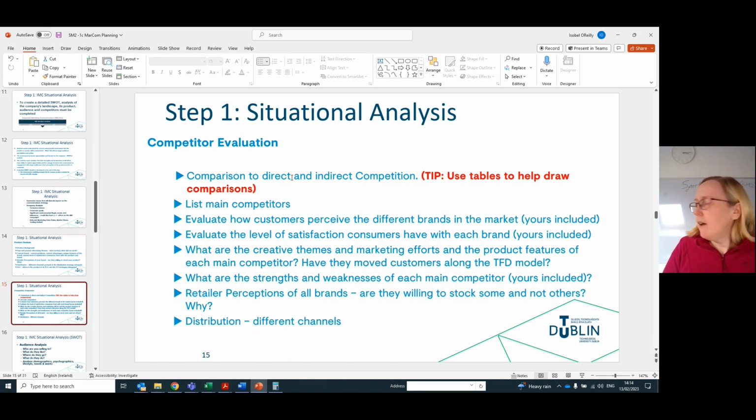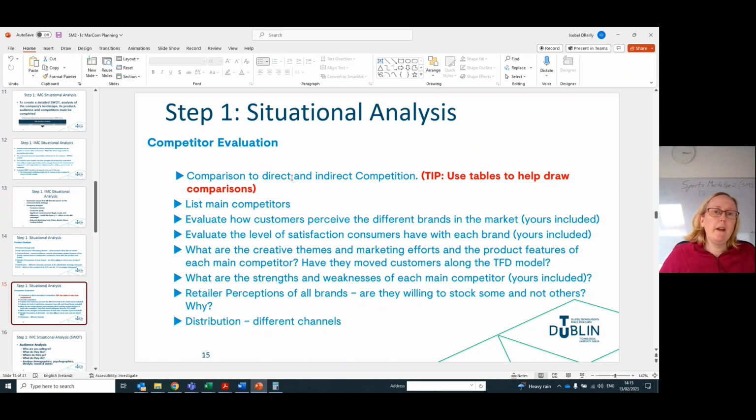Our indirect competition, if part of our target market is selling bicycles to commuters, whether they're students going to college or workers going to work, public transport is indirect. So indirect competition in that case would be public transport, because that is also getting the same people from A to B potentially. And we need to keep an eye on that. If suddenly public transport was free, that would affect our sales for those groups.